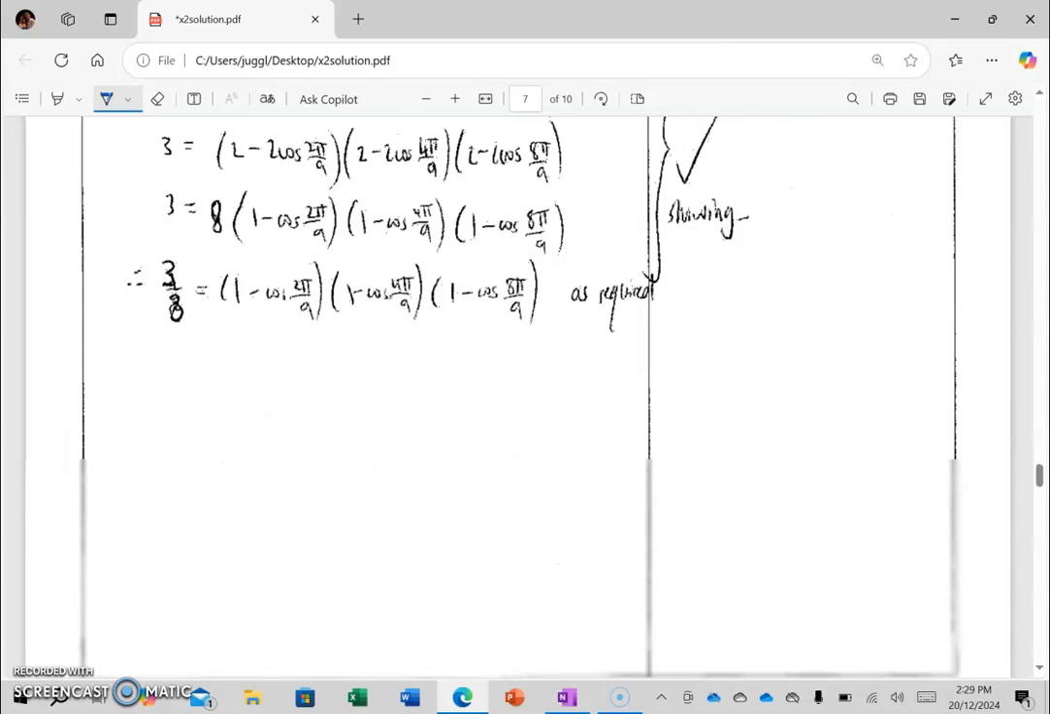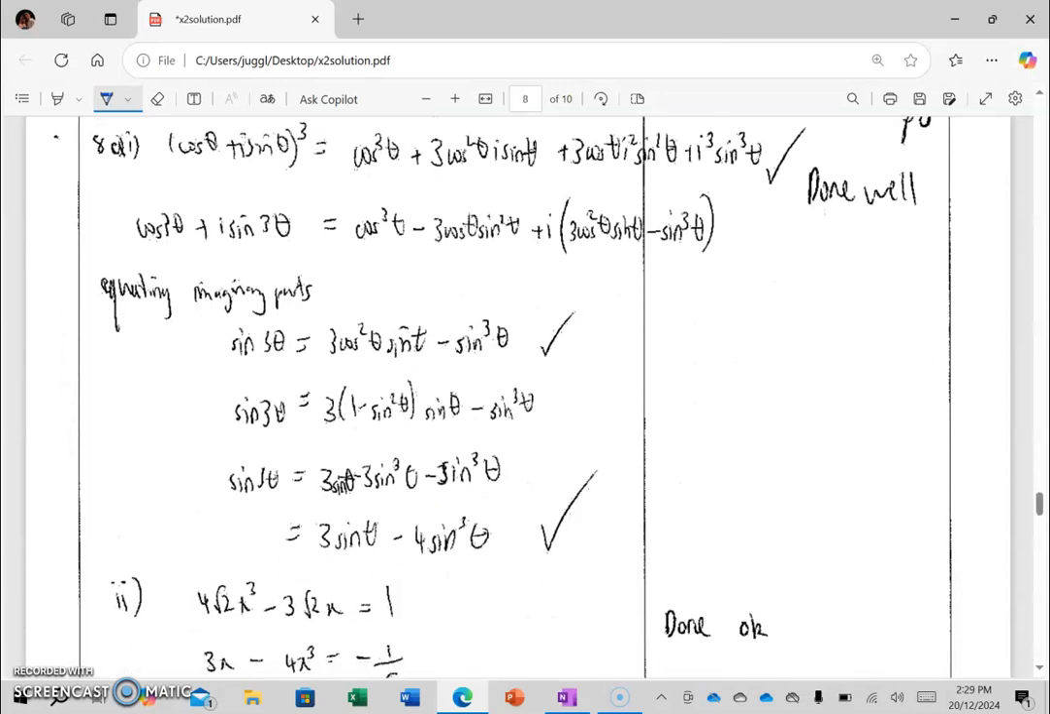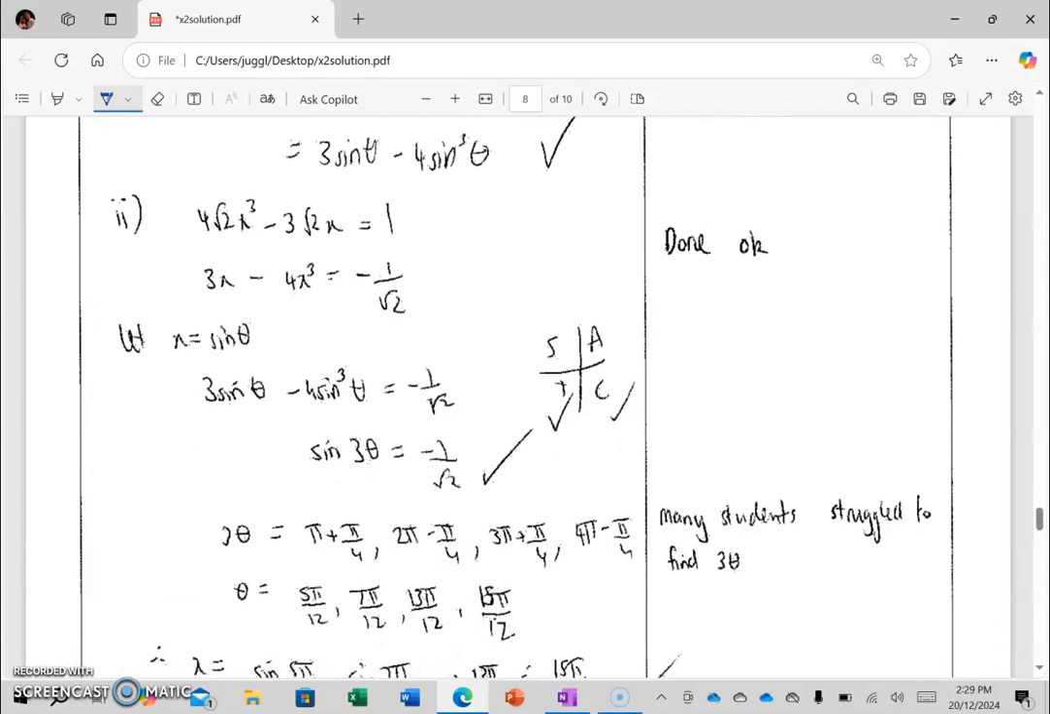So moving on, question 8. This was done really well. You expand using your binomial expansion. Just be careful with your i's and i squareds and i cubes and so forth. And then you put the real bits at the front, the imaginary bits at the back. You equate imaginary parts, second mark for equating imaginary parts properly. And then you need to expand and show all your steps of working out. That was the third mark. Okay, that was done quite well.